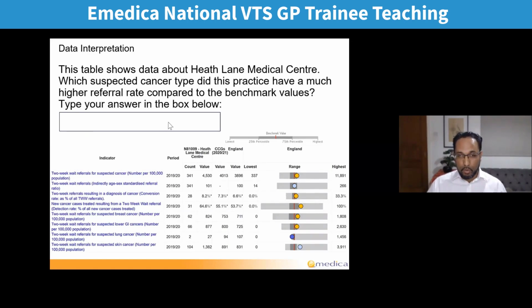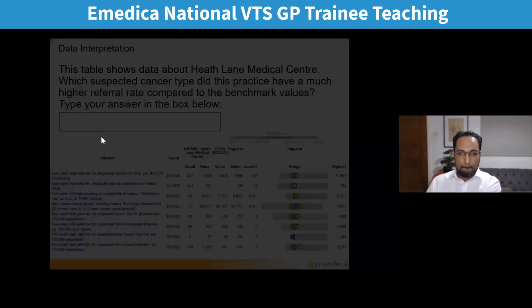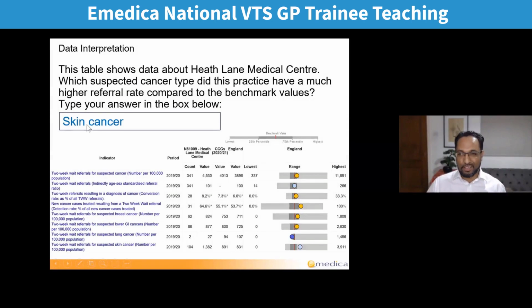So you'd actually type your answer into the box, and the correct answer is skin cancer. Now, if you just put skin, you'd get the mark. If you put skin cancer, you'd get the mark. Anything else, you wouldn't get the mark. All right. If you mistyped skin, again, it's okay. The computer would recognize that.